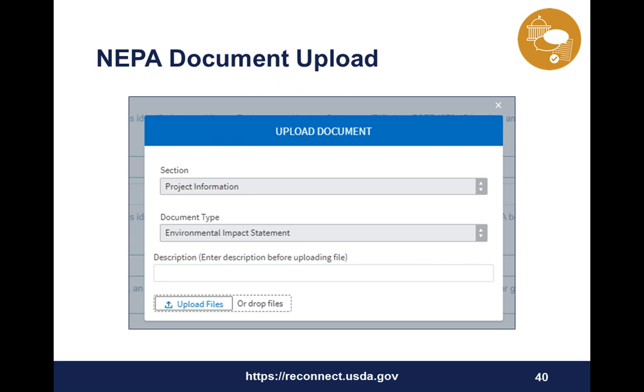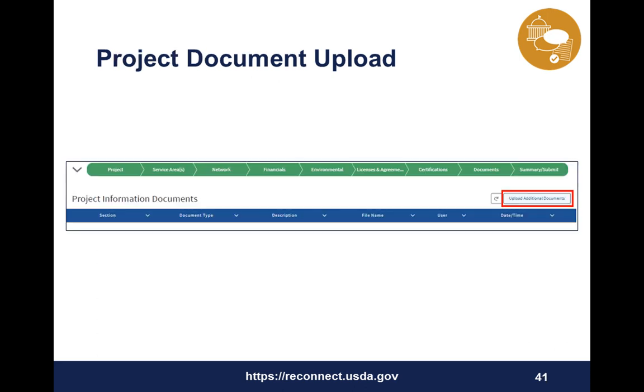As mentioned, if an EIS or EA is required for upload, applicants will have to upload the appropriate document, which is shown on the screen. Under the project section, applicants may also upload additional project documents as required.